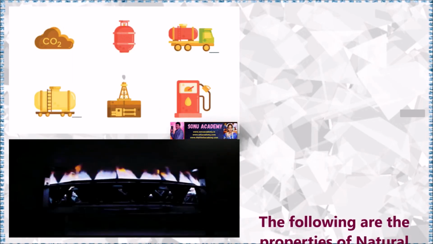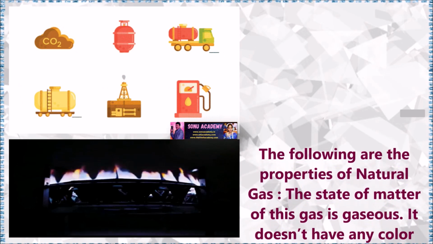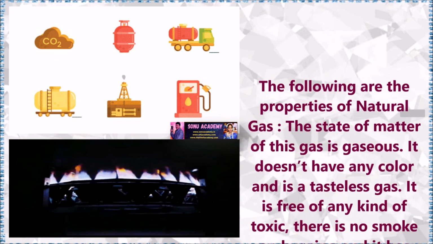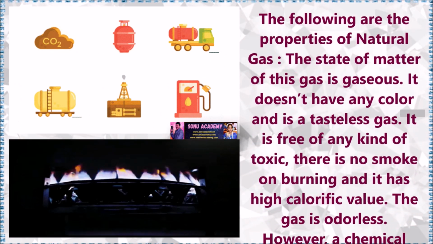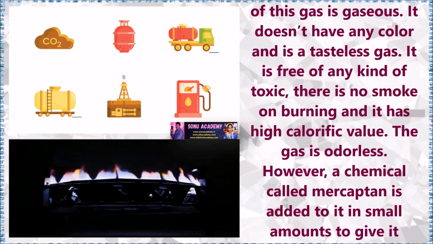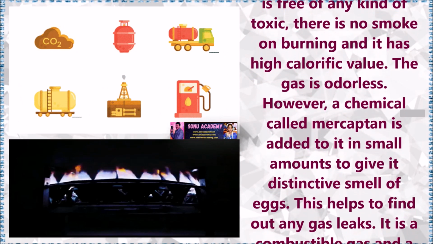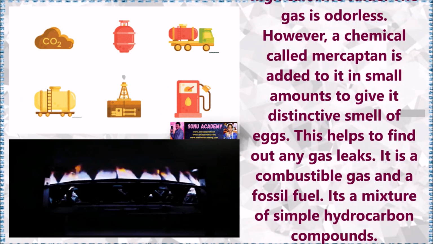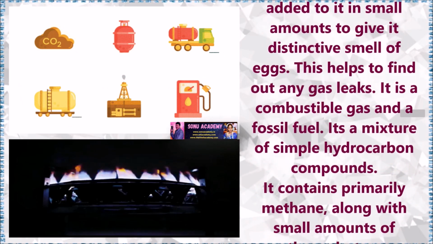Children, let us discuss the properties of natural gas. The following are the properties of natural gas: the state of matter of this gas is gaseous, it does not have any color, and it is tasteless. It is free of any toxicity. There is no smoke on burning, and it has a high calorific value. The gas is odorless. However, a chemical called mercaptan is added to it in small amounts to give it a distinctive smell. This helps to detect any gas leak.